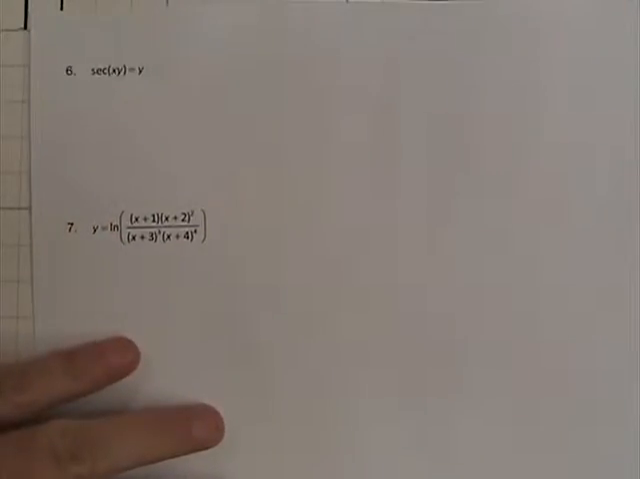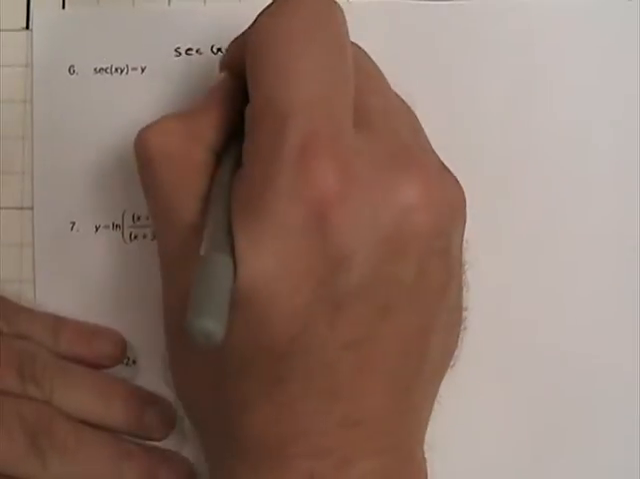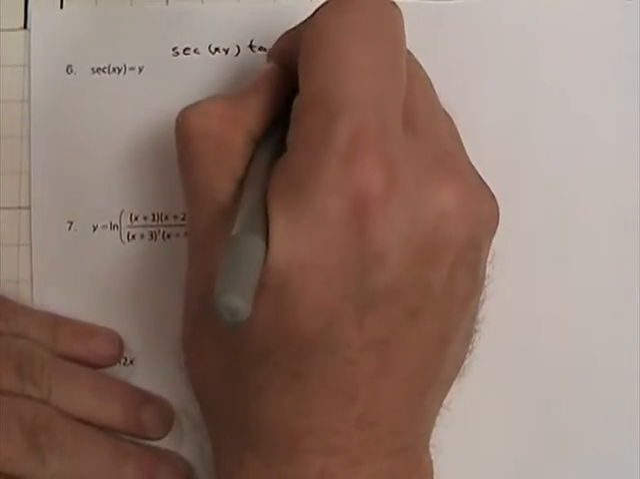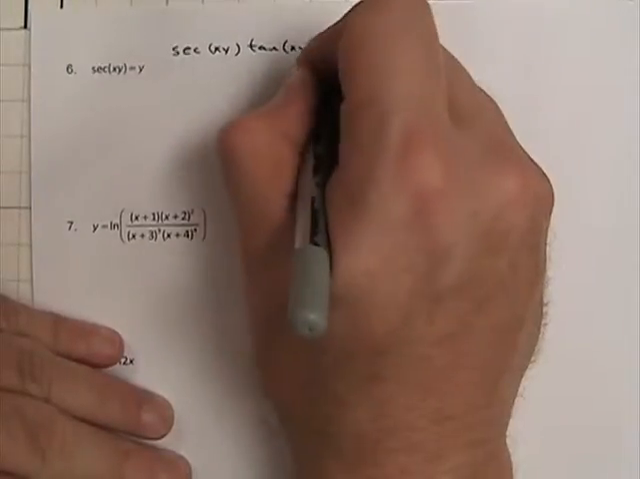Okay, let's move on to number 7. Going through these pretty fast, not much explanation, but I hope you guys are getting most of this. Okay, remember the derivative of secant is secant tangent. So this becomes secant xy tan xy, and then chain rule, derivative of the inside.